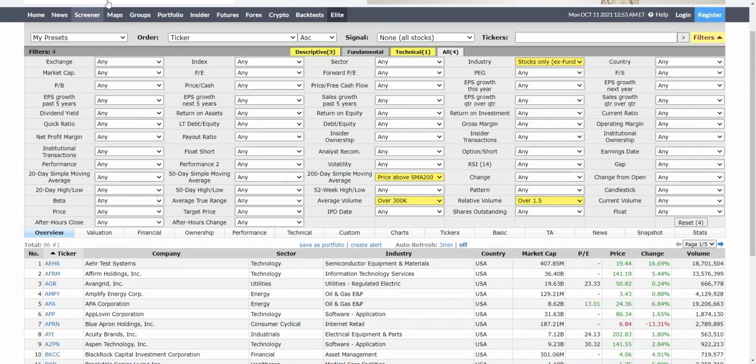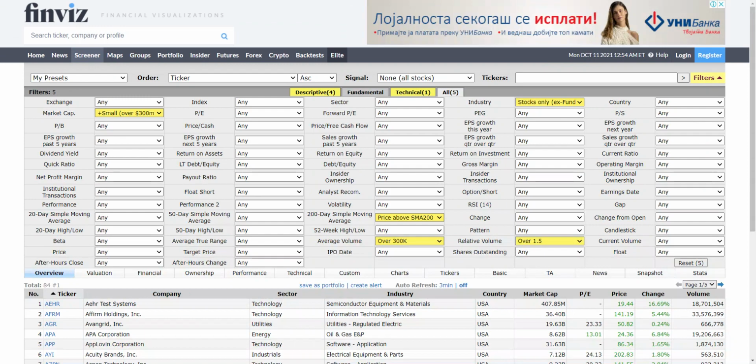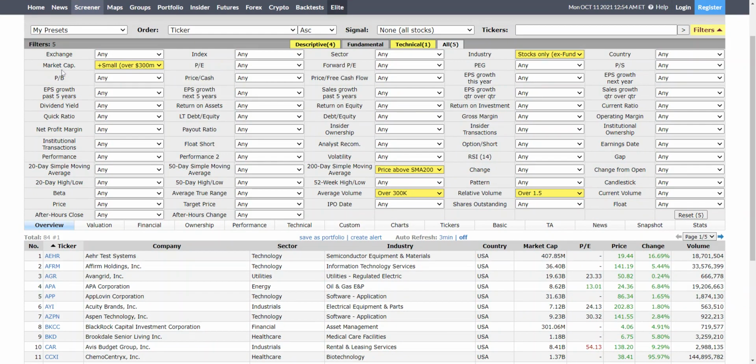After that, there are two more things we're going to fill out, and the first is the market capitalization. What I like to do is go under 2 billion, actually over 300 million, so small caps. What does market cap mean? If you go over it with the mouse, it tells you that it equals the total dollar market value of all of the company's outstanding shares.